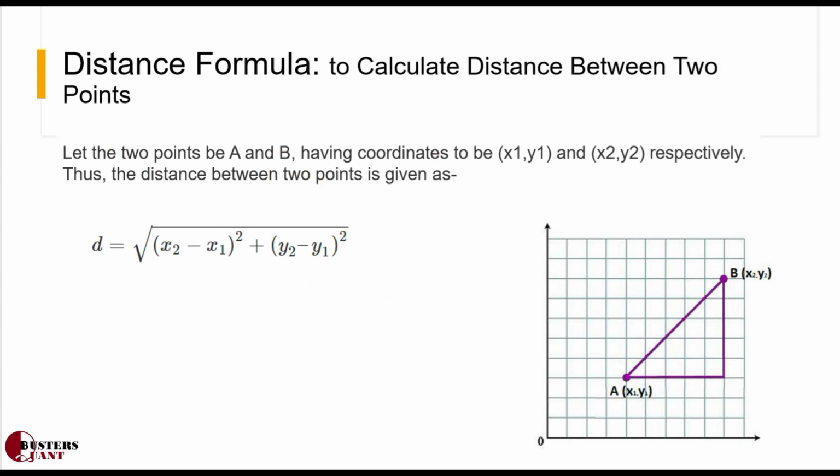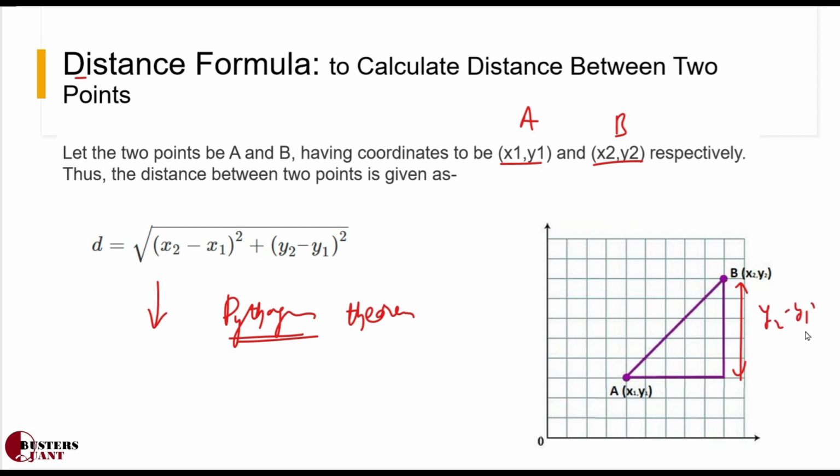Distance formula. This is used to find the distance between any two points in the coordinate plane. For example, this is the point A and this is the point B, and we need to find the distance between these two points. So the formula will be the square root of x2 minus x1 whole square plus y2 minus y1 whole square. This is based on the Pythagoras theorem, which we have already studied. See, this is the point x2 comma y1, x2 comma y2, and this is x1 comma y1. So this length will be equal to y2 minus y1. Similarly, this base will be equal to x2 minus x1.